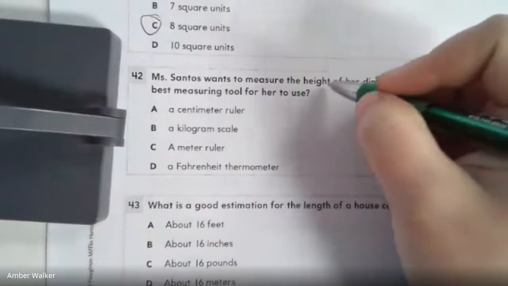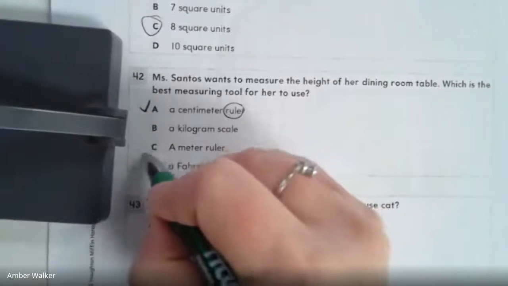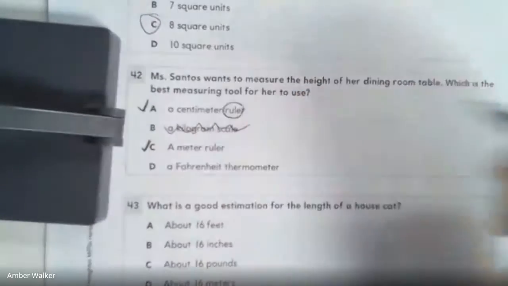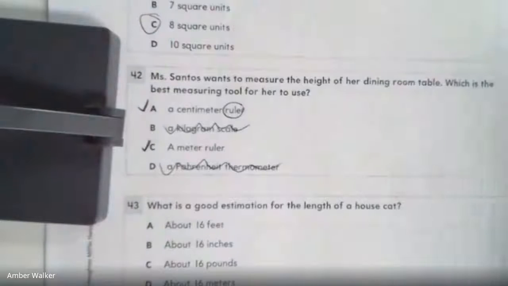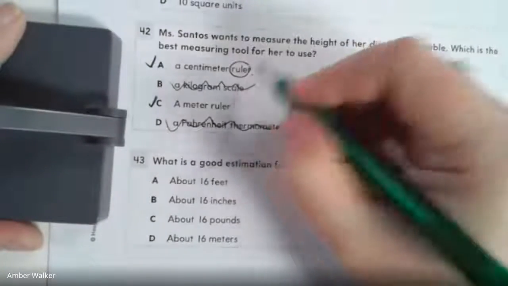We're going to measure the height of something with a ruler. And so it could be a centimeter ruler. And if it's a really big table, or if you got confused, you could have put a meter ruler. But you're not going to measure length with a scale, and you're not going to measure length with a thermometer. I counted both of those correct, although the right answer would have probably been A.